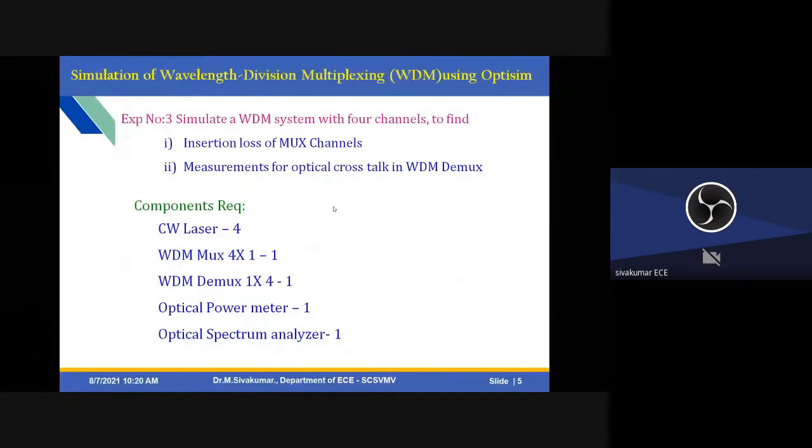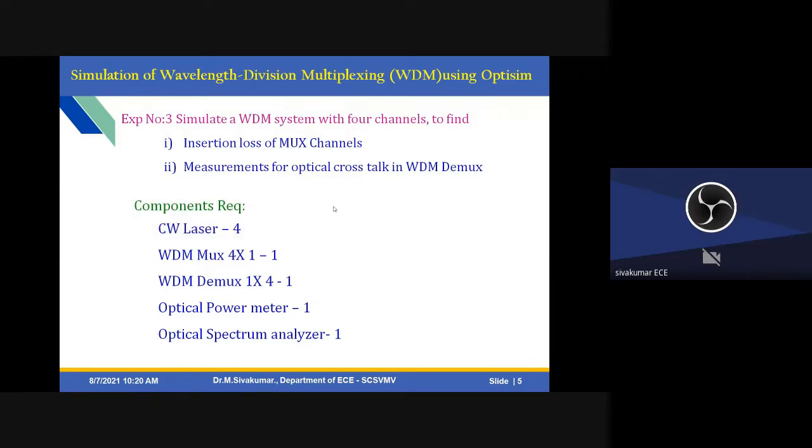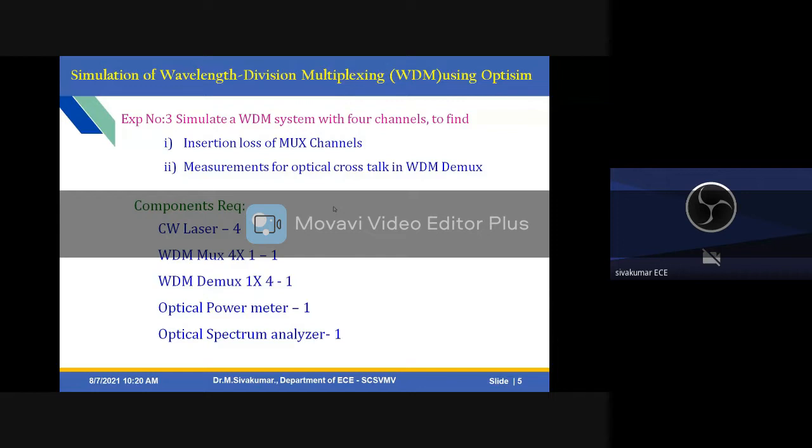Now we are going to simulate a WDM system with 4 channels to find the insertion loss of the multiplexer channel, and also measure optical crosstalk in the WDM DMUX. Okay, what are the components required for this simulation? First, you need CW lasers, that is laser sources, 4 in number, a multiplexer 4x1, a WDM DMUX 1, an optical power meter, and an optical spectrum analyzer.